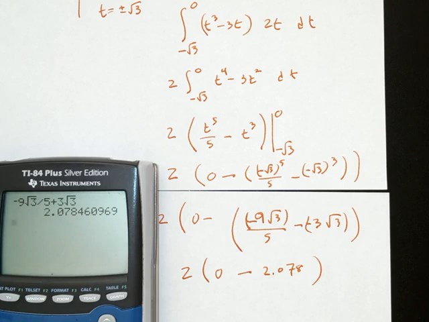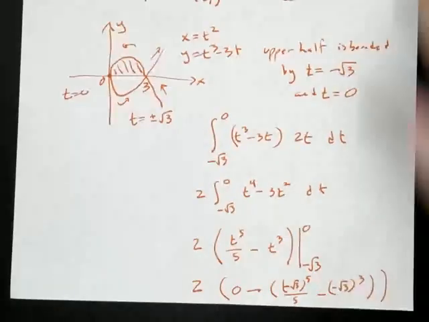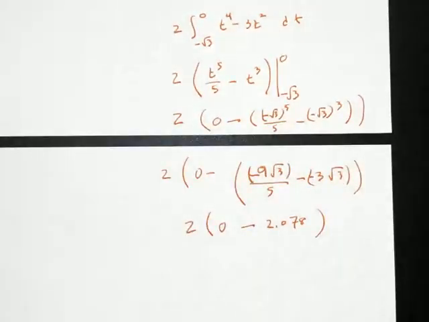I'm moving from right to left. And is dx supposed to go from left to right? We're going backwards. So our answer has the wrong sign. That is the correct answer.